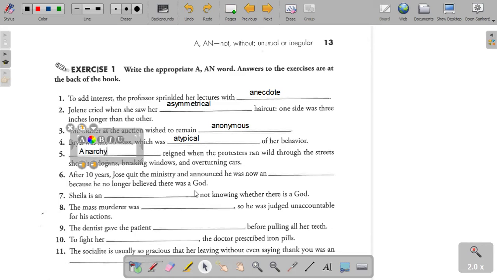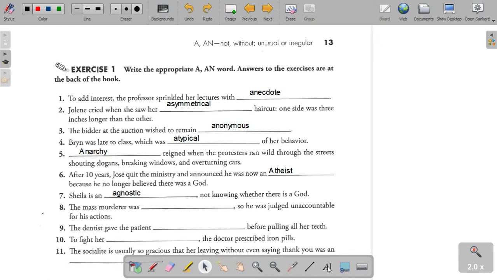Blank reigned when the protesters ran wild through the streets, shouting slogans, breaking windows, and overturning cars. Anarchy. Good. After 10 years, Jose quit the ministry and announced he was now a blank because he no longer believed there was a God. Atheist. Good. Sheila is a blank, not knowing whether there is a God. Remember the root for to know? No. Agnostic. An agnostic, and then the root nos means to know.